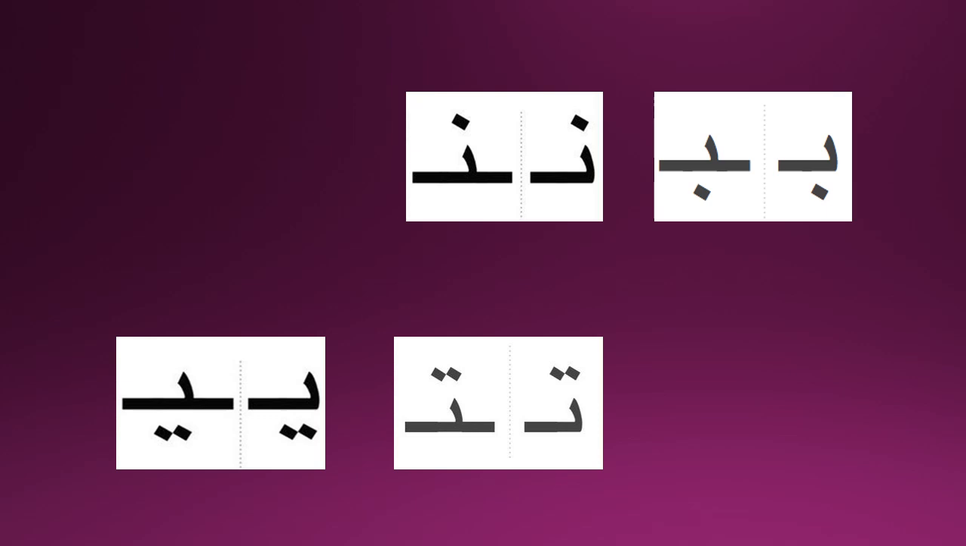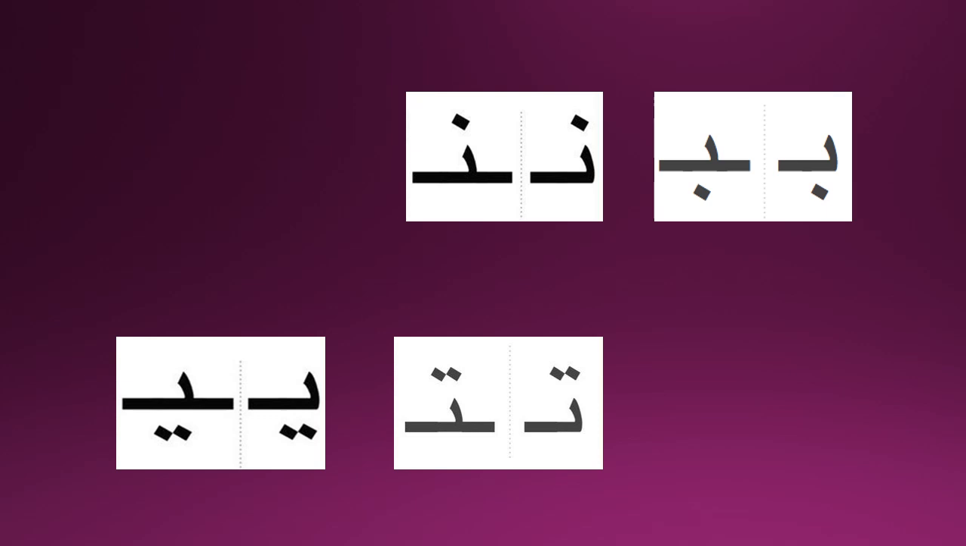Now look at the letter Ta, half shape, and Ya. Both have two dots, but the difference is Ta has two dots on it and Ya has two dots under it. Very good. You have learned it.